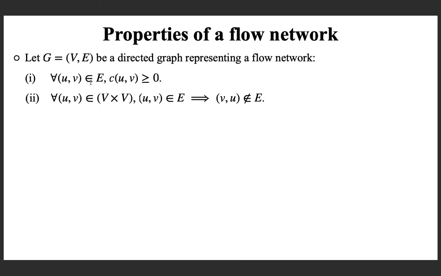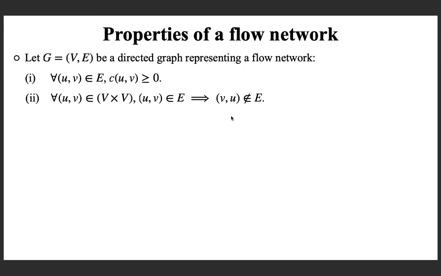And what is next? For every conduit UV, VU is not a conduit, or if there is an edge from U to V, you cannot have the reverse edge. In a graph you can have, but why is it that you may think if it is a road network, if there is a road which is not a one way, definitely there must be the opposite.